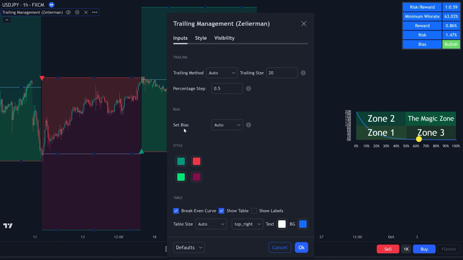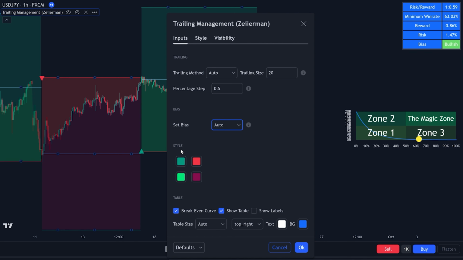Next setting determines the bias of the trailing stop. Bullish sets it to track only upward moves. Bearish sets it to track only downward moves. Auto adjusts dynamically based on price action. For now, I'll keep mine as default, which is auto. Using the default auto setting allows the system to adapt the trailing stop based on prevailing market trends.